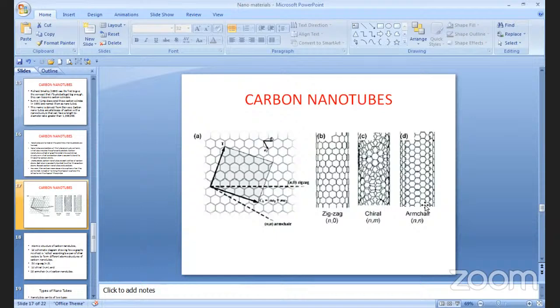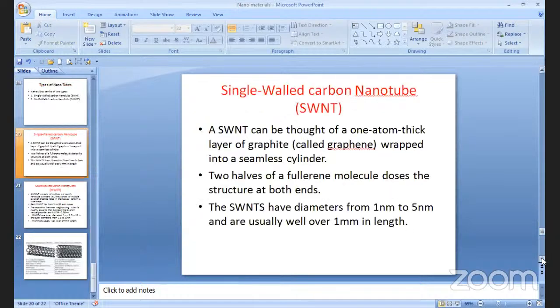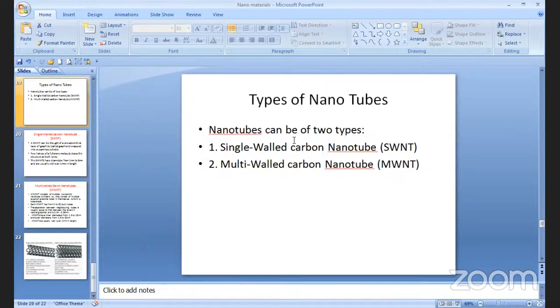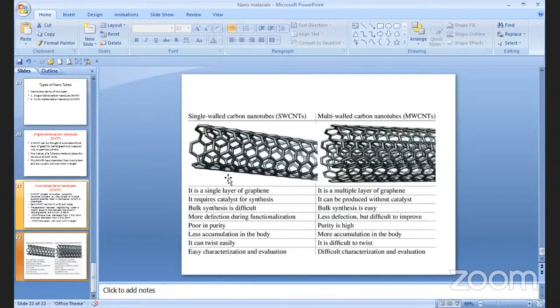These carbon nanotubes are classified into two types. One is single-walled carbon nanotubes, and the other is multi-walled carbon nanotubes. If you see the figure, this is the single-walled carbon nanotube, and this one is the multi-walled carbon nanotube. So these are the two different types of carbon nanotubes.